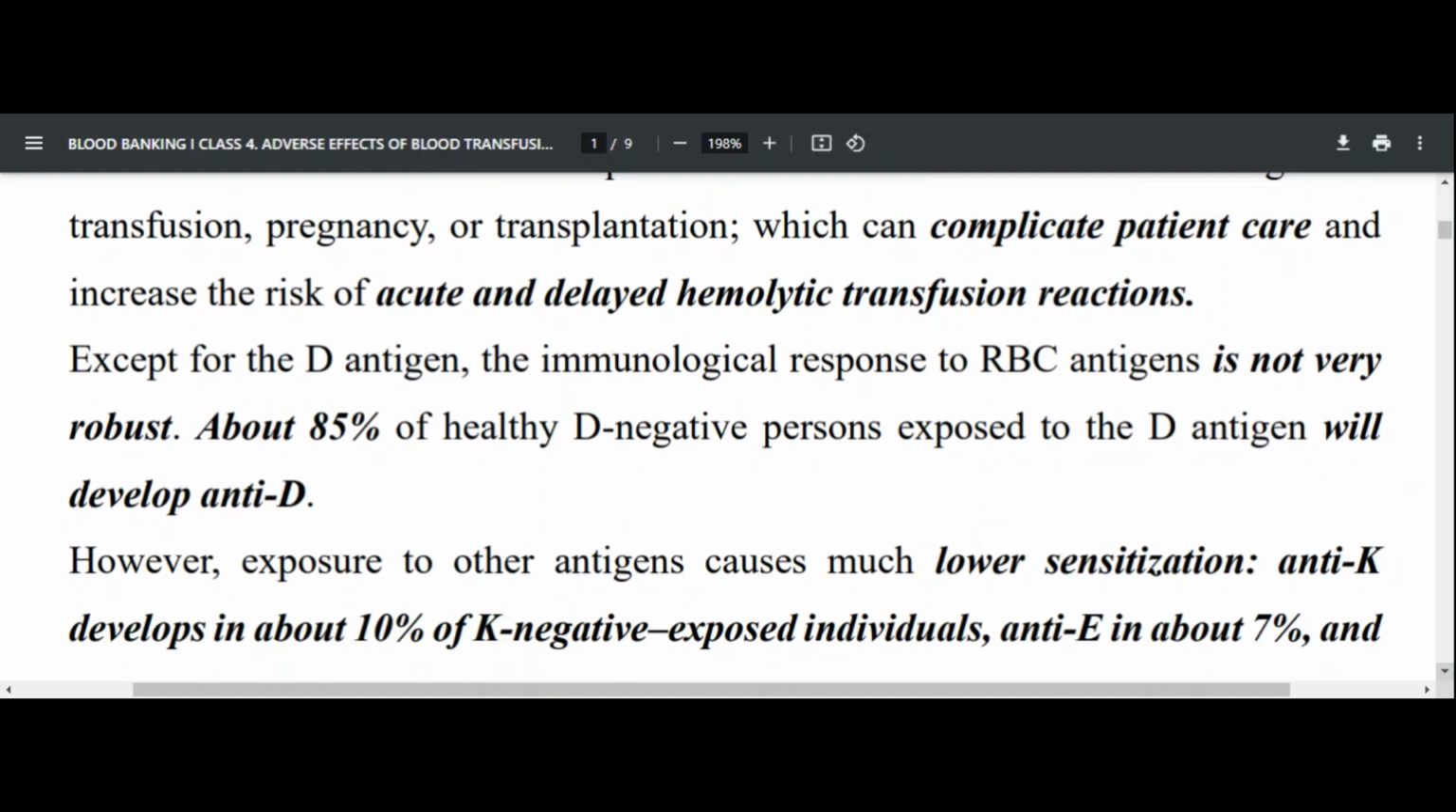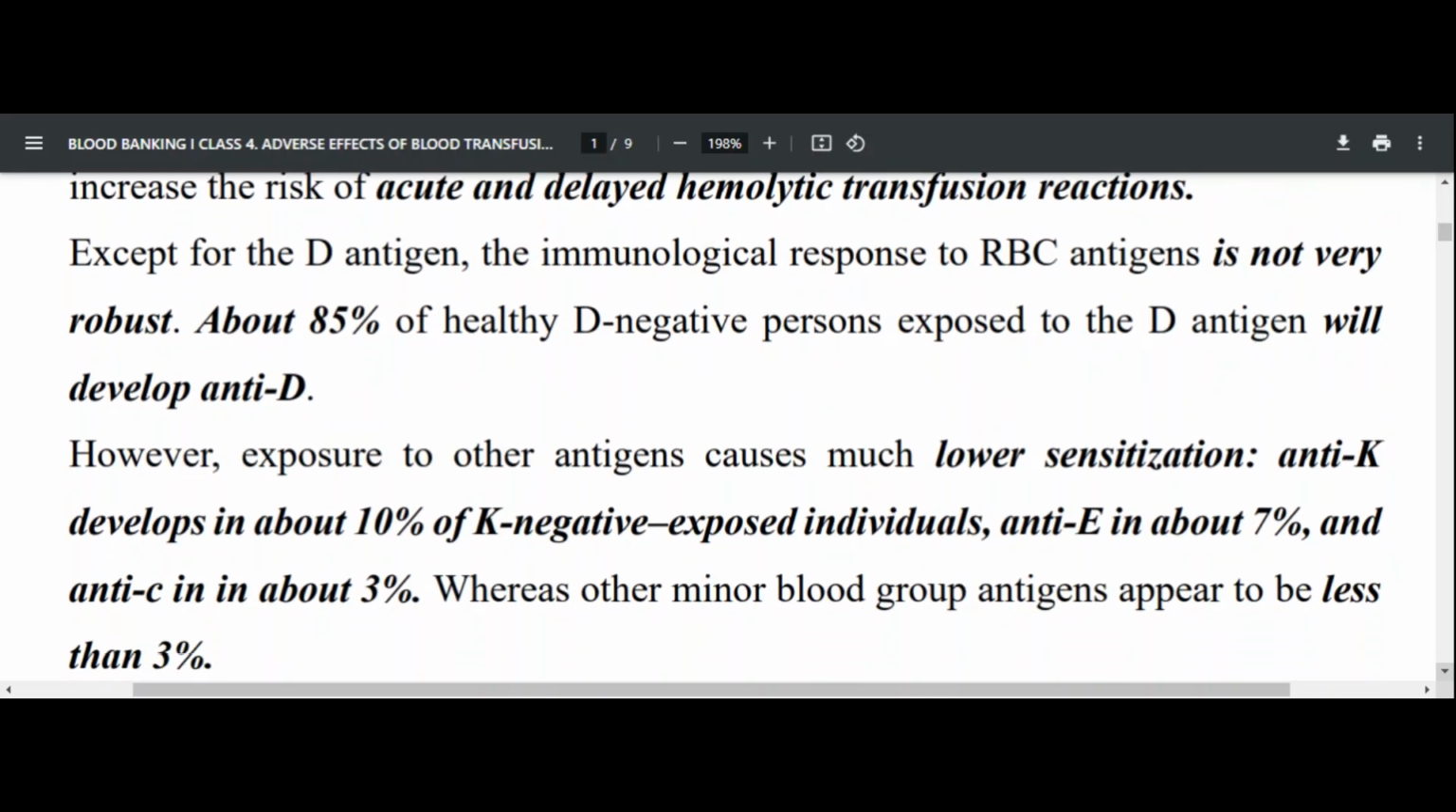For example, with exposure to K or Kell antigen, about 10% of patients develop anti-Kell, and likewise anti-E, anti-c, anti-e, and anti-C. With various other minor groups, less than 3% of antigen negative individuals develop antibodies because of blood exposure.